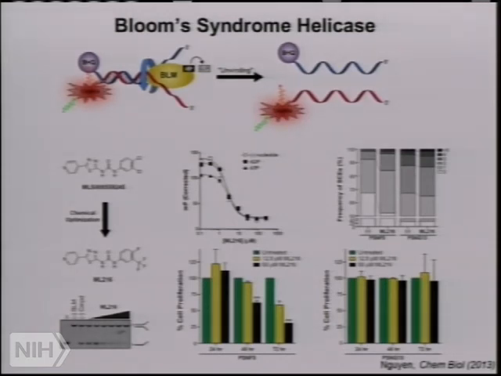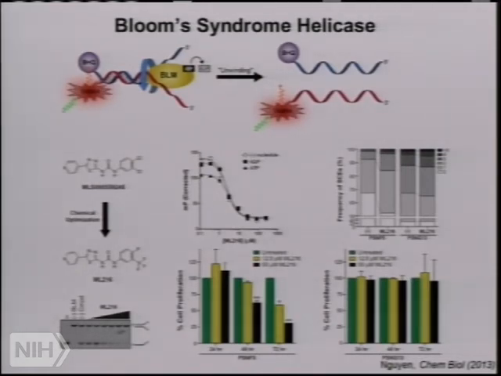Based on limited enzymology, we believe it's competitive with respect to the DNA, branch DNA substrate, and not with ATP, which is the desired mode of inhibition, because if you have an ATP competitive helicase inhibitor, you're probably not going to get very far with such a molecule because intracellular ATP concentration is fairly high, so you wouldn't have a very efficacious inhibition in that case.